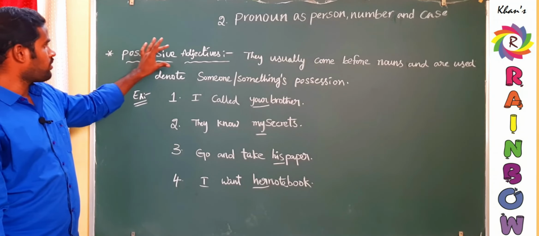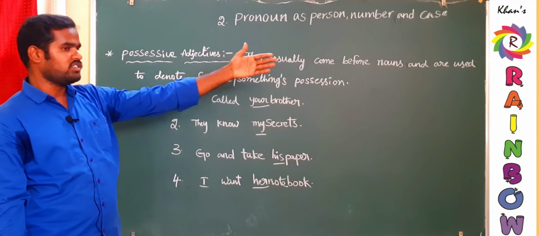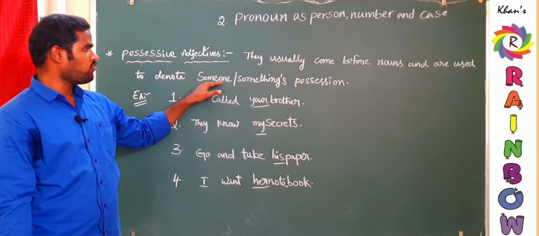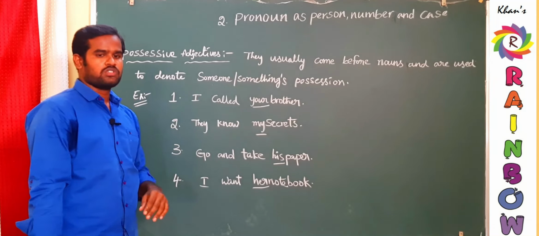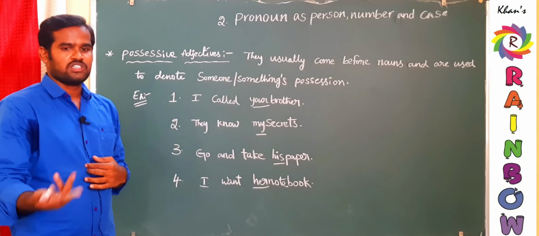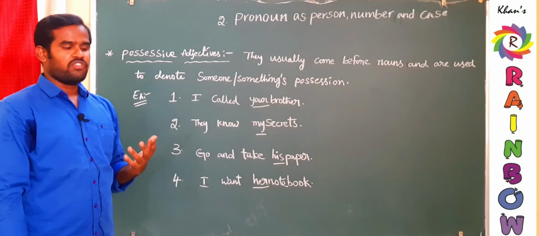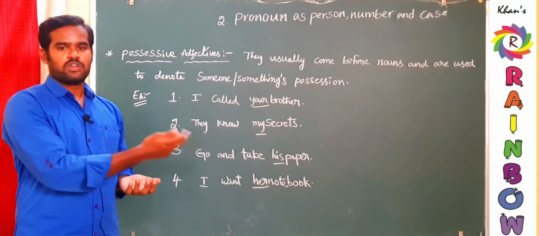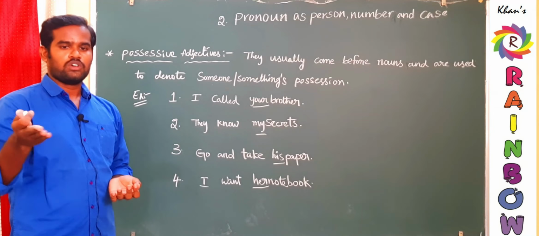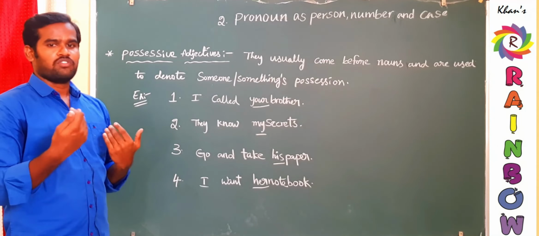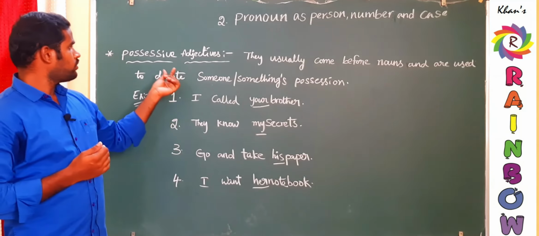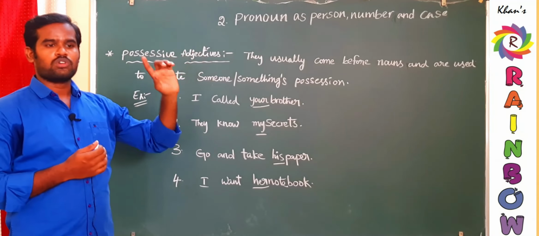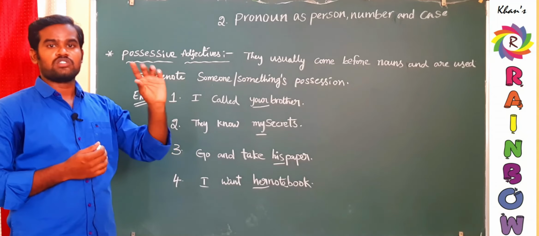And possessive adjectives, one more definition is, they are used to denote someone or something's possession. Suppose I have a shirt, how should I say? This is my shirt. If I have a bag, how should I say? This is my bag. If you have a cell phone, what should you say? This is my cell phone. So you have to use possessive adjectives to tell your belongings or the things you own.